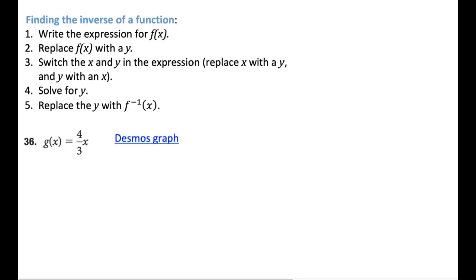Okay, I'm going to go through the steps here of finding the inverse of a function. And you just need to do this every time, and you'll see that it's really not all that hard as long as you know how to rearrange an equation. So wait until I'm done talking and then pause the video and you can write these steps down.